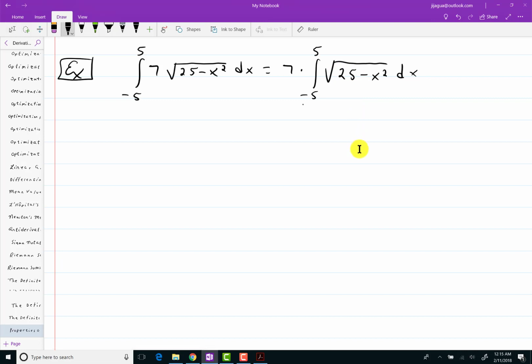So, since it's a circle of radius 5, I don't even need that thing. I think you can figure it out when I do 7 times the circle of radius 5, I got 1/2 times pi times r squared. So 25 times 7 is 175. We have 175 over 2 times pi.